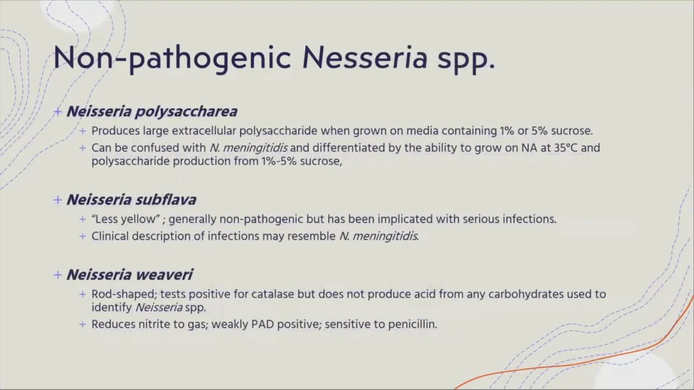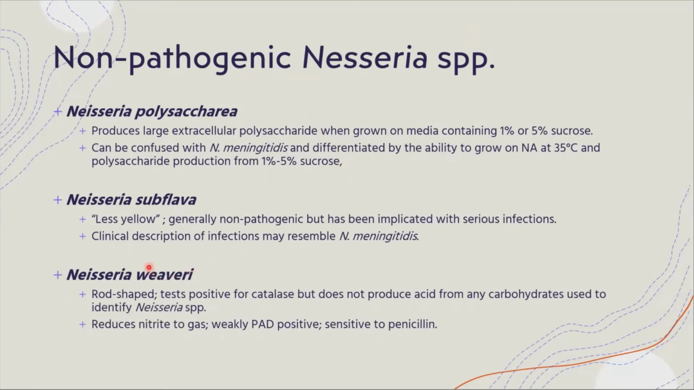We also have your Neisseria polysaccharea, which produces large extracellular polysaccharide when grown on media containing 1 or 5% sucrose. And it can be confused with Neisseria meningitidis and is differentiated by the ability to grow on nutrient agar at 35 degrees Celsius and polysaccharide production from 1 to 5% sucrose.